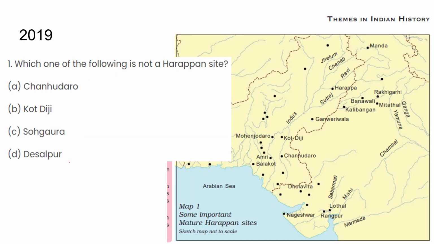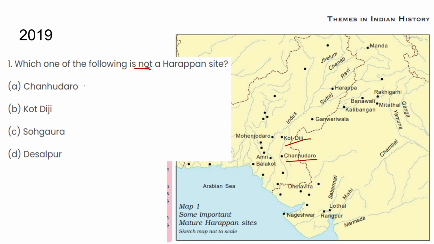So let us look into another question. This was asked in 2019 prelims. Which one of the following is not a Harappan site? You have four options: Chanhudaro, Kodidji, Sogaura, and Desalpur. See, this is the diagram which I have taken from the Themes in Indian History textbook. In this, these are all the important Harappan sites. You can see Kodidji is here, and you also have Chanhudaro here. So, which of the following is not a Harappan site?